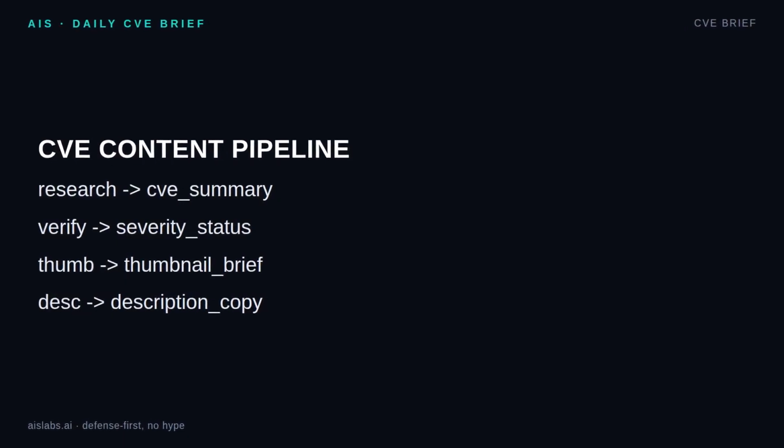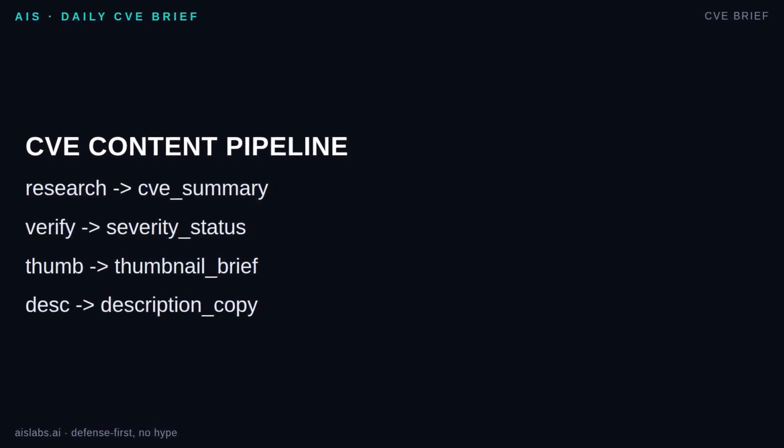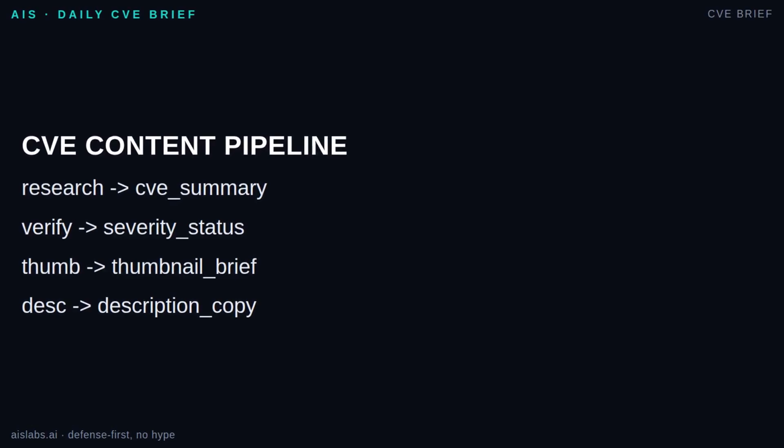Take the CVE content pipeline. The research node may write CVE summary and source URLs. The verification node may write severity status and verified claims. The thumbnail node may write thumbnail brief, but cannot edit CVE summary even if it wants a stronger hook. The description node may write description copy, but it must read verified claims for technical assertions.